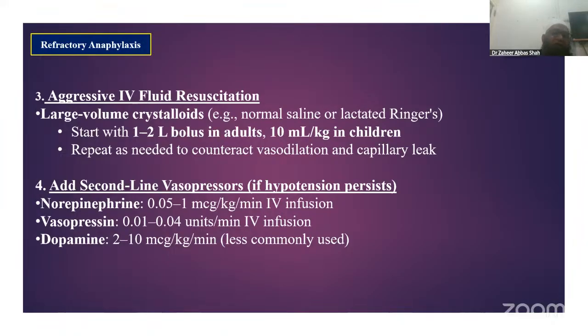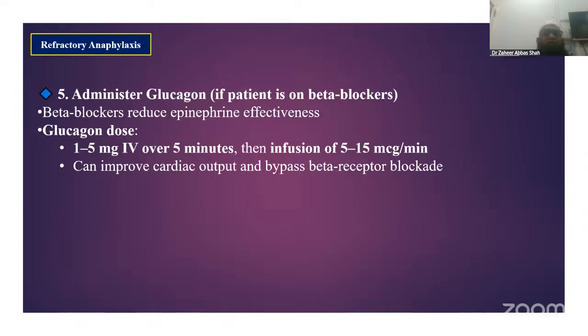Then, as second line, vasopressors. If hypotension is there and the patient is not responding, we can definitely try norepinephrine, vasopressin or dopamine. Glucagon can also be given if the patient is on a beta blocker and is not responding to IM or IV epinephrine, also called adrenaline. It can be given at 1 to 2 mg, or 1 to 5 mg, IV over 5 minutes. It can improve the cardiac output and bypass beta receptor blockade.